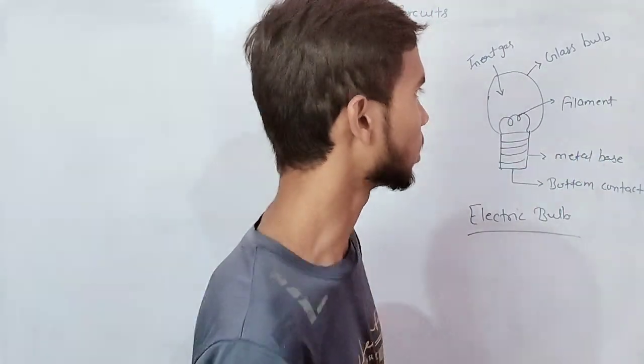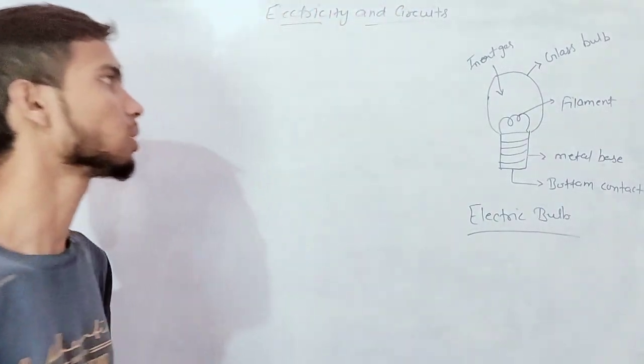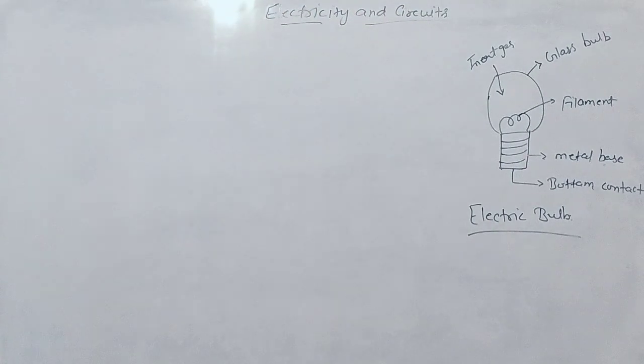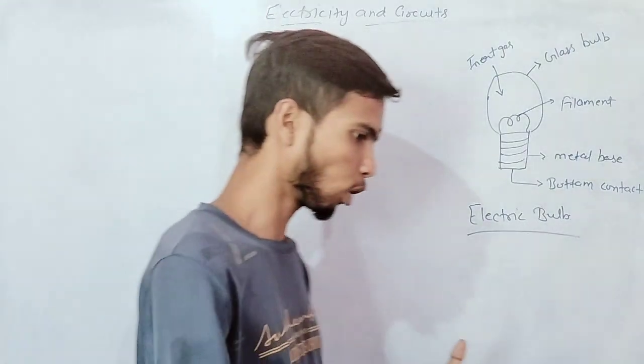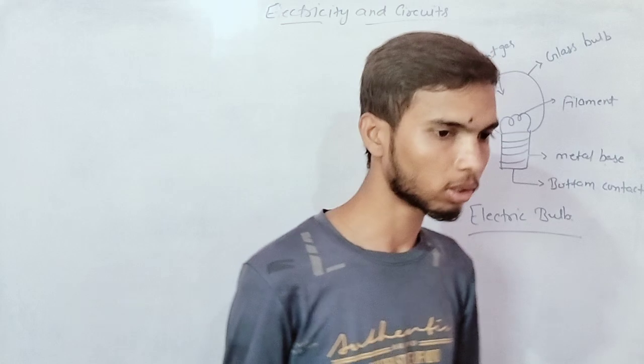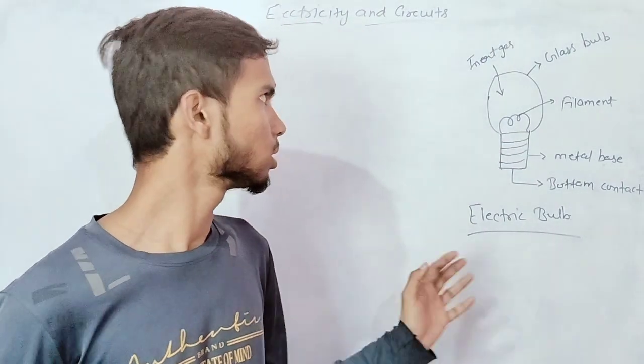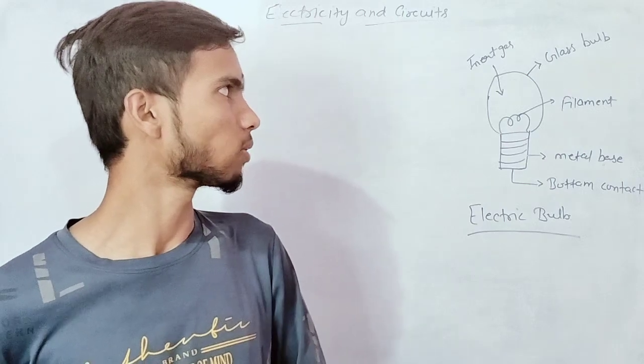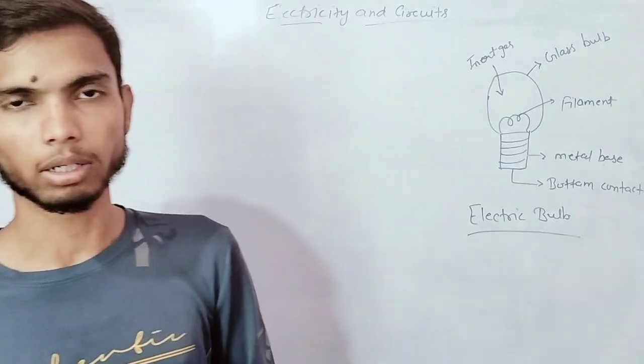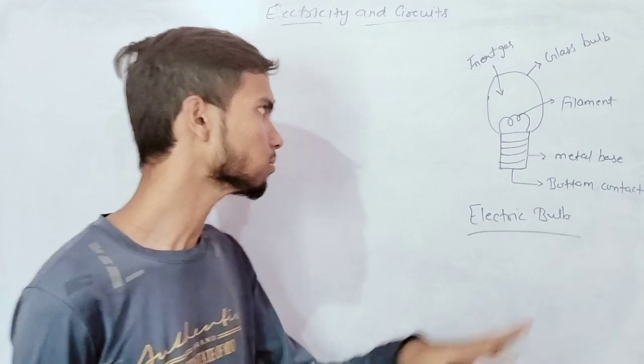Now, what is a filament? A filament is a curved wire, a naked wire. Through this wire, electricity or current passes. That is why it provides light.